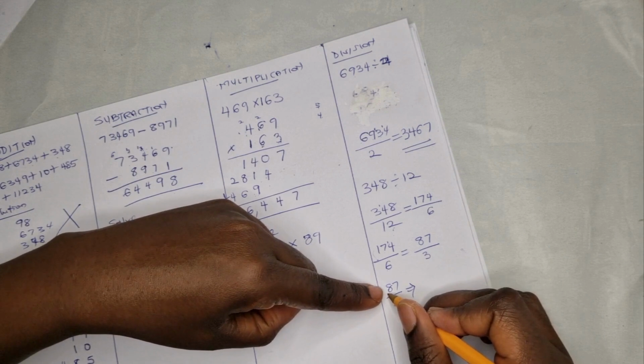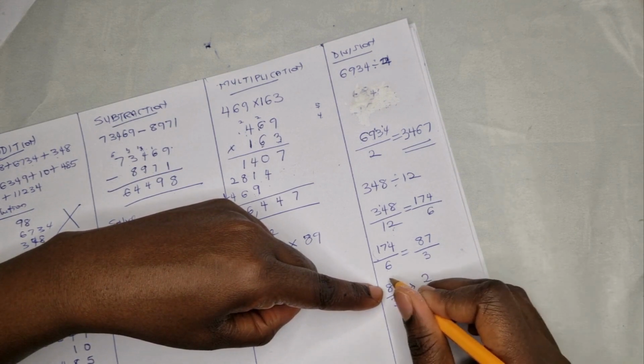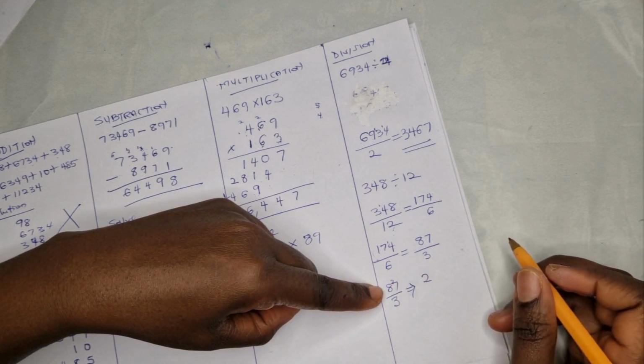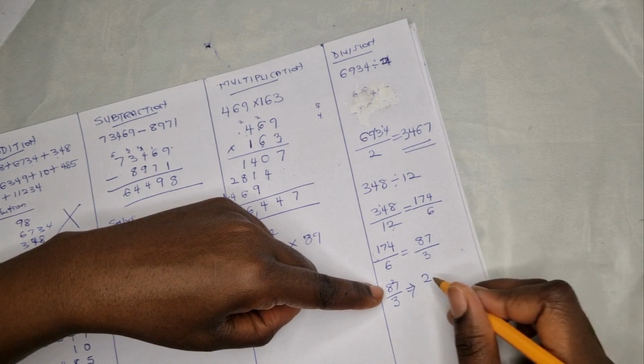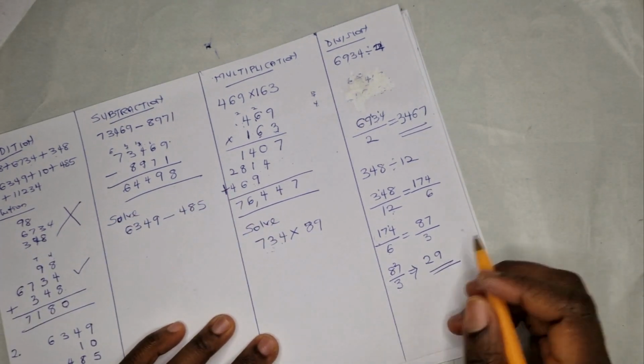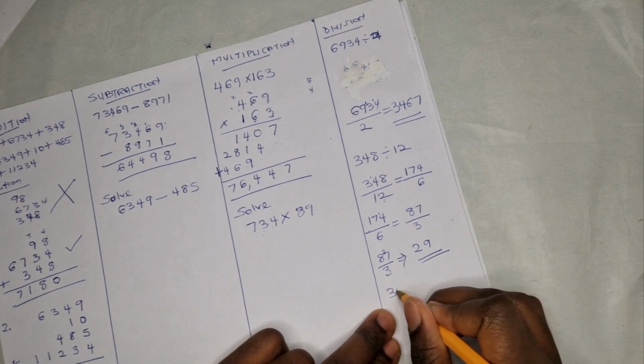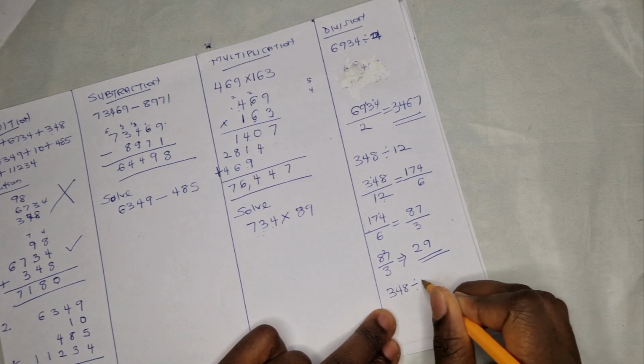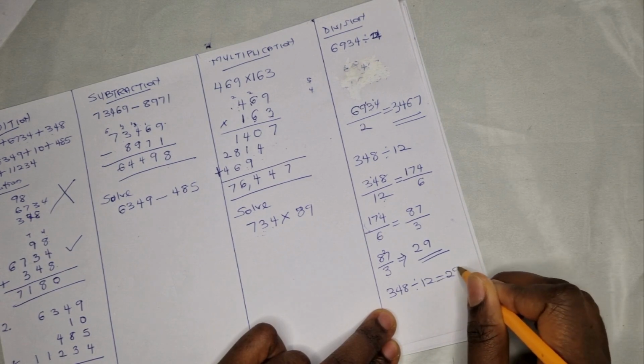Then we say 3 will go in 8. How many times? 2. Remainder 2. 3 will go in 27. How many times? 9 times. That is our final answer because 3 will go in 3 once. So that means 348 divided by 12 is equal to 29.